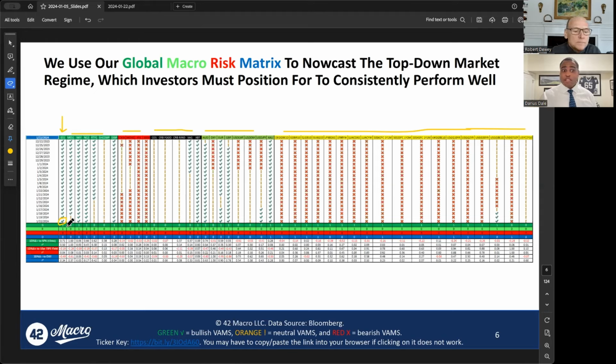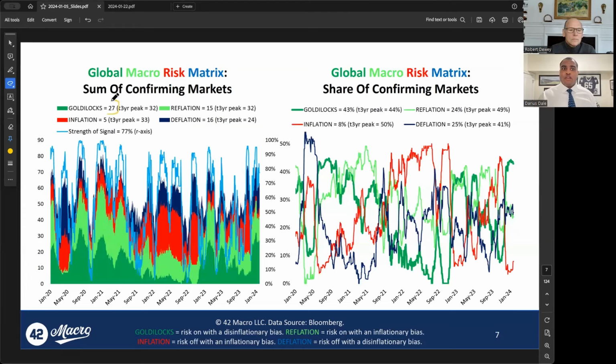It's historically been bullish in Goldilocks and reflation. So both of those regimes are getting a point from that current bullish VAMS signal in the S&P 500. We're doing that same process across each of these 42 markets on a daily basis in order to nowcast exactly what markets are thinking the economy's in, or what the market's trying to price in. And so we summarize that here on this slide, where we see 27 of those 42 markets right now are confirming of Goldilocks. 15 are confirming of reflation, 5 are confirming of inflation, and 16 are confirming of deflation. The risk on regimes are obviously the green ones, and the inflation and deflation are the risk off regimes. And so right now, 43% of the total number of confirming markets is being allocated to Goldilocks. So we indicate Goldilocks as the top-down market regime.